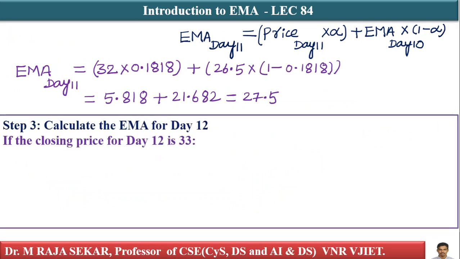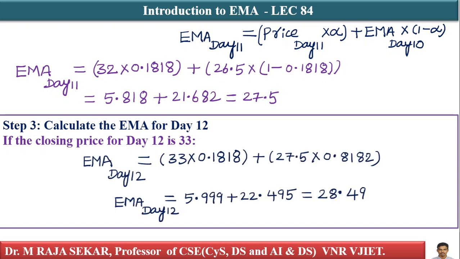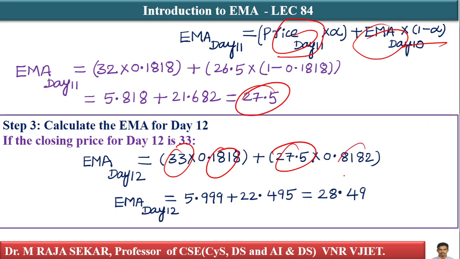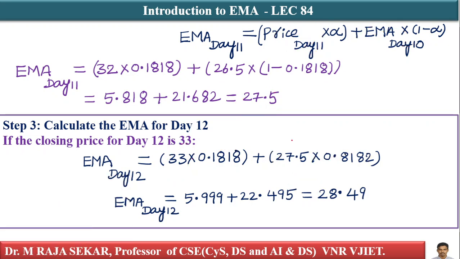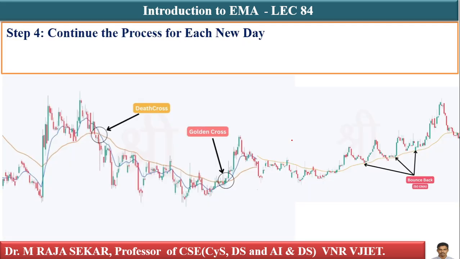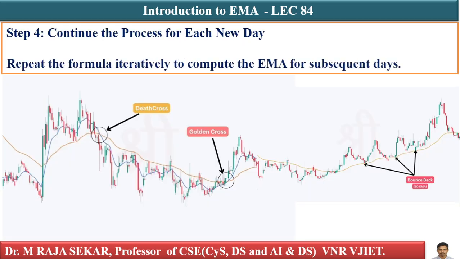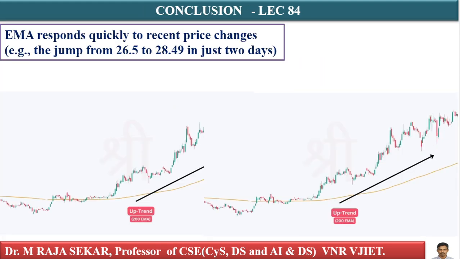Similarly, EMA for day 12. The closing price for day 12, I am assuming 33. How can I get the EMA value for day 12? I am again substituting price day 12 into alpha plus EMA for day 11, that is 27.5, into 1 minus alpha. What you are getting? EMA for day 12 is essentially 28.49. Step 4, continue the process for each new day. Repeat the formula iteratively to compute the EMA for subsequent days. This is the procedure to calculate.